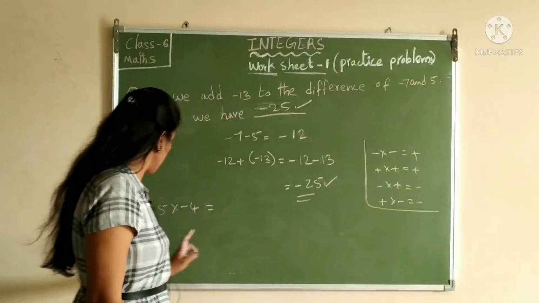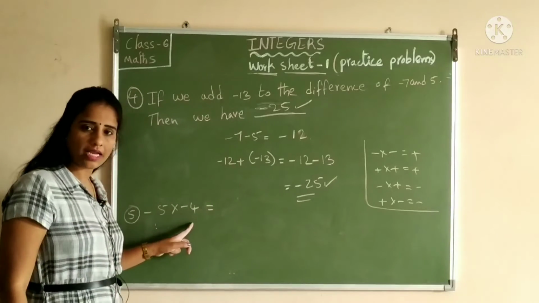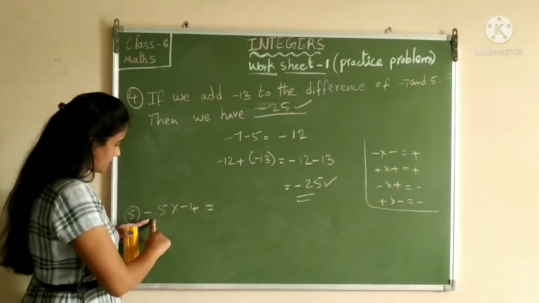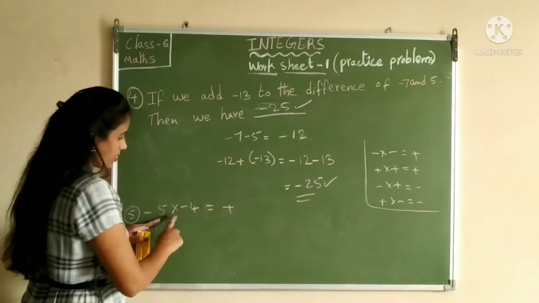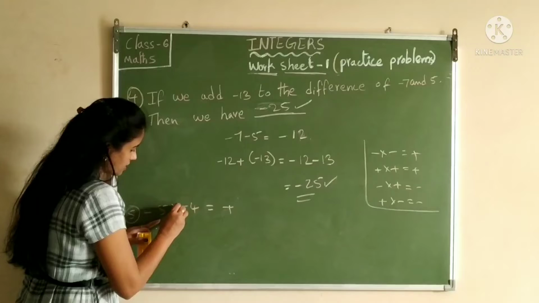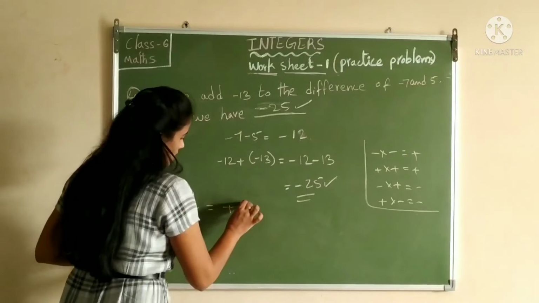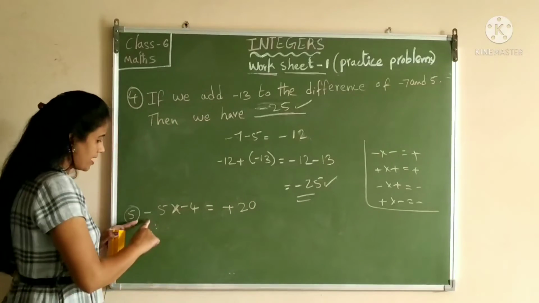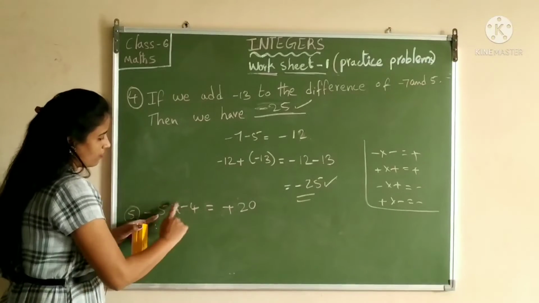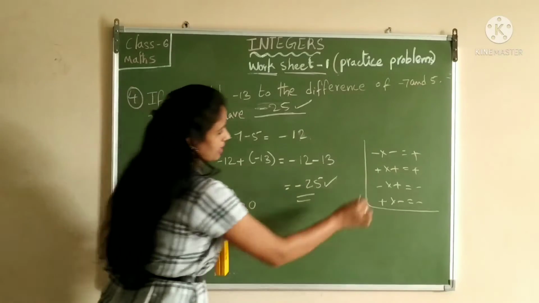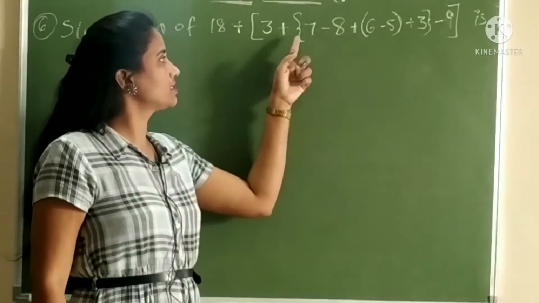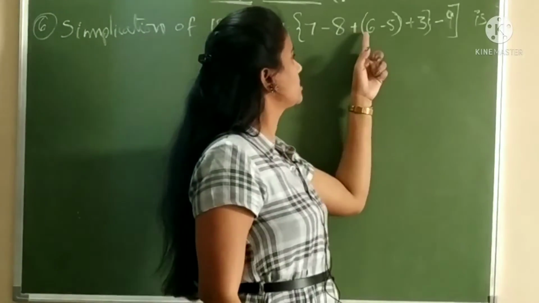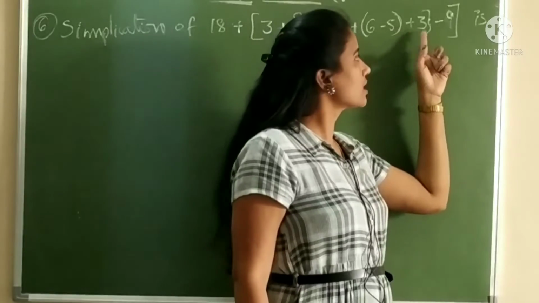Fifth one: minus 5 into minus 4. Minus into minus is plus, and 5 fours are 20. Minus into minus plus, and 5 fours are 20. Now, simplification of 18 plus 3 plus 7 minus 8 plus 6 minus 5 plus 3 minus 9.